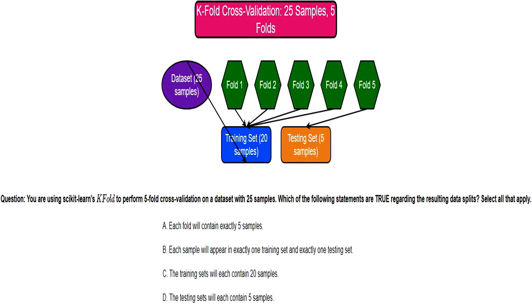Similar to option A, while this is the ideal scenario with 25 samples and 5 folds, it's not a strict guarantee of KFold for all datasets. If the number of samples isn't perfectly divisible by the number of folds, some folds might have a different number of samples than others. Imagine you have 26 samples and 5 folds.